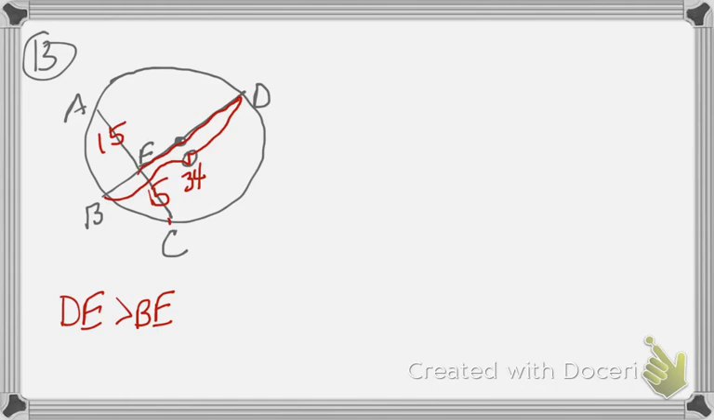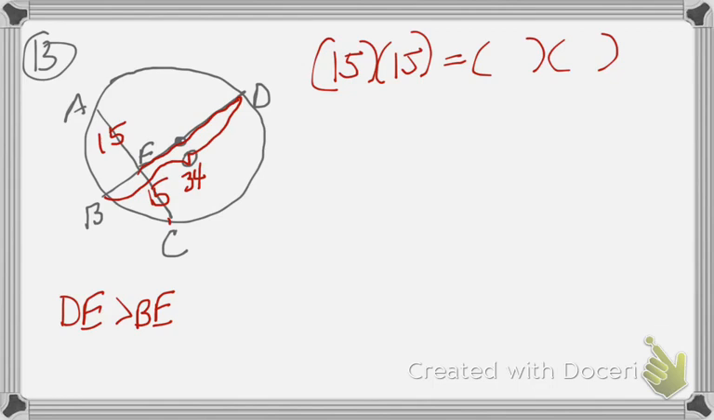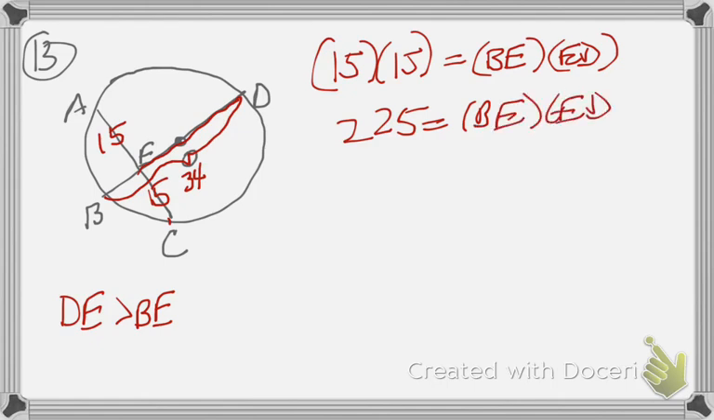Okay, so remember we have a rule that says that when you have two chords intersecting inside the circle, the products of the segments of the chords, so 15 times 15, will equal the product of the other segments. So the other segments are BE and ED. Okay, so we're going to get 225 equals BE times ED. And now we have to figure out two numbers, when multiplied will give us the 225.